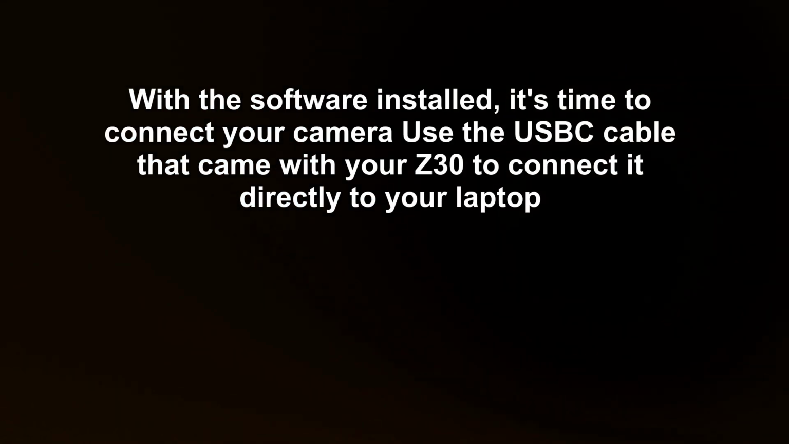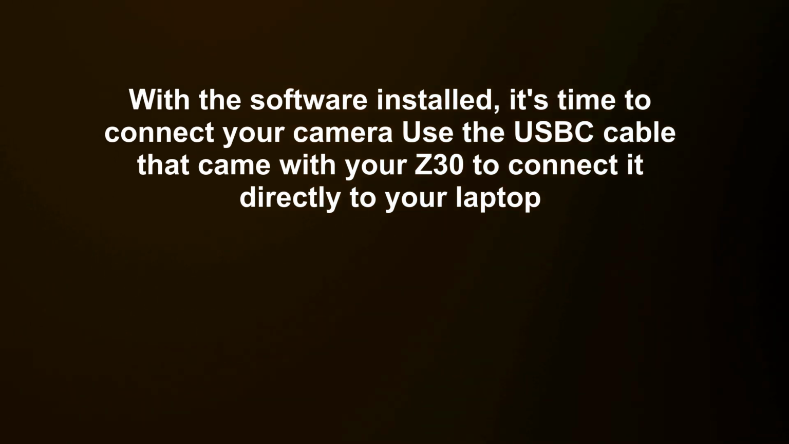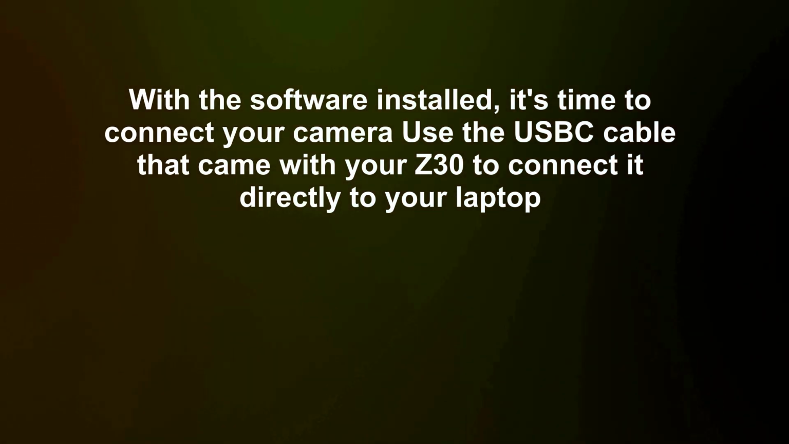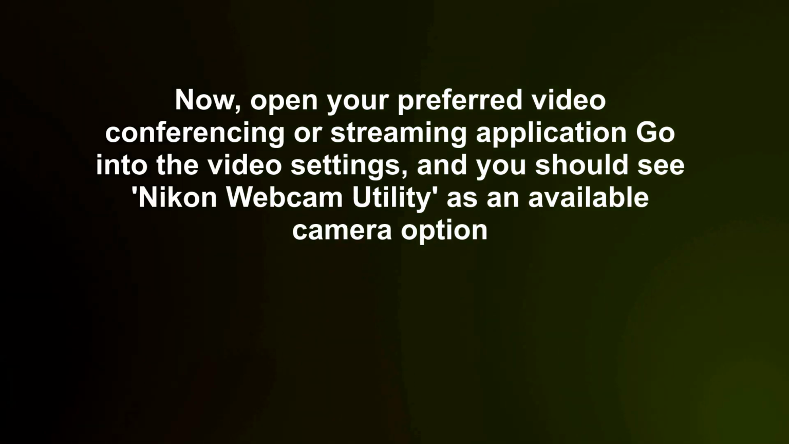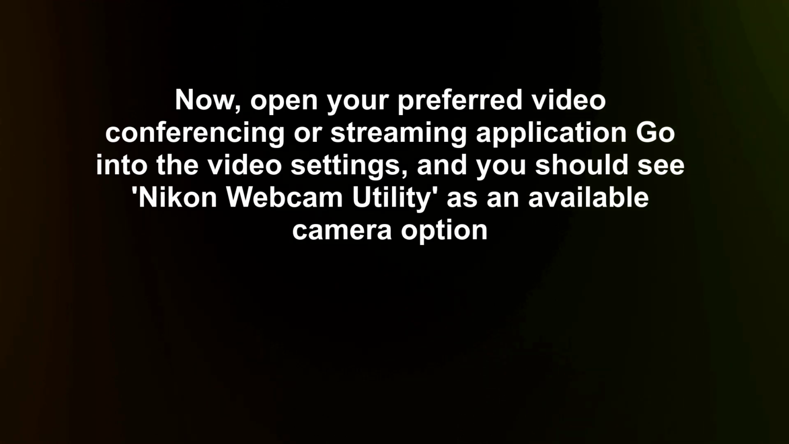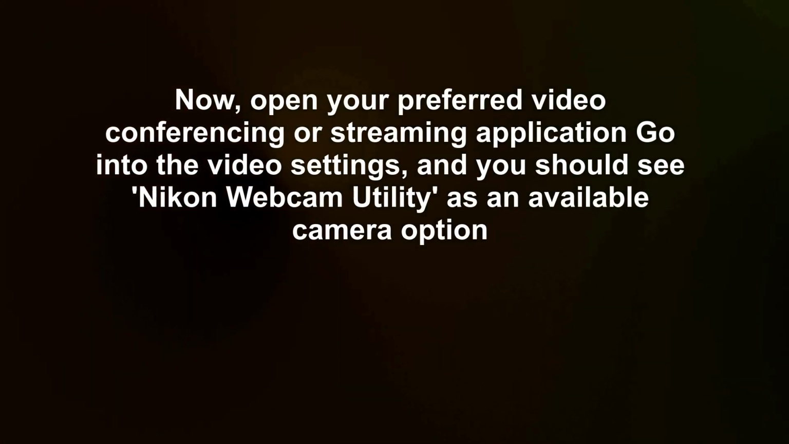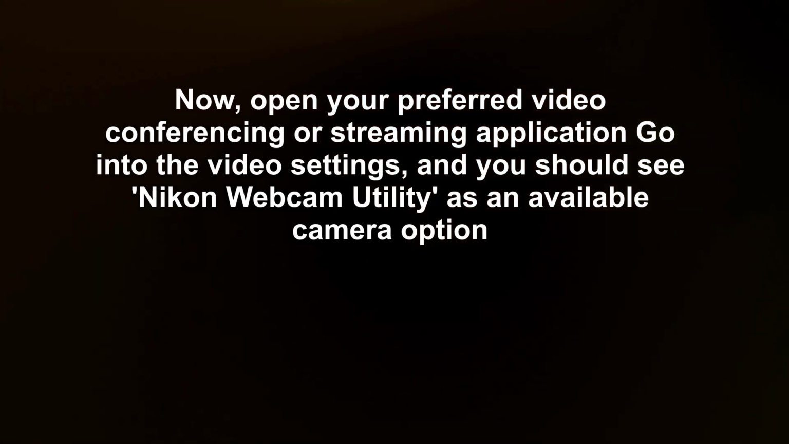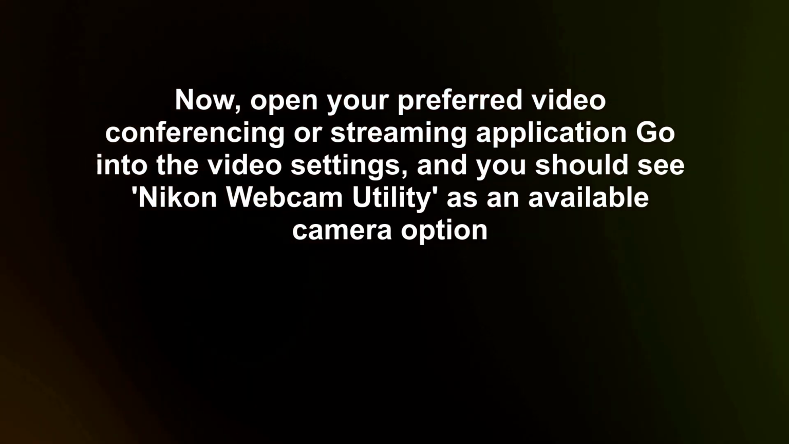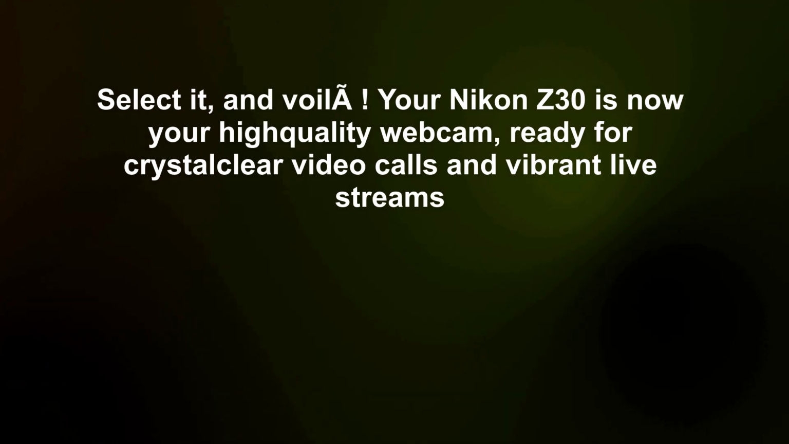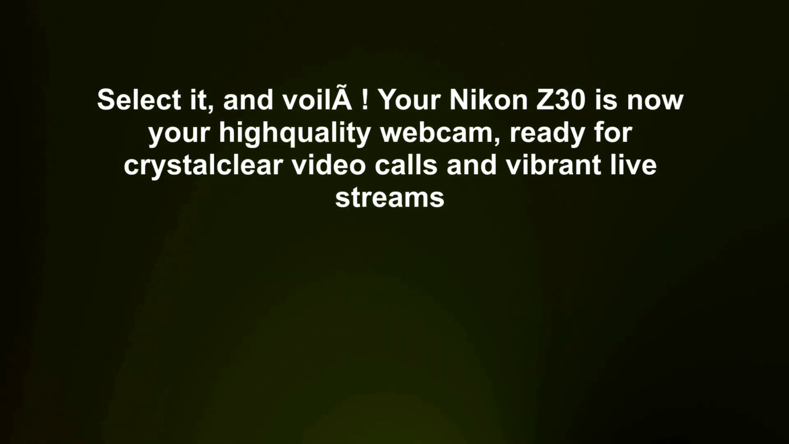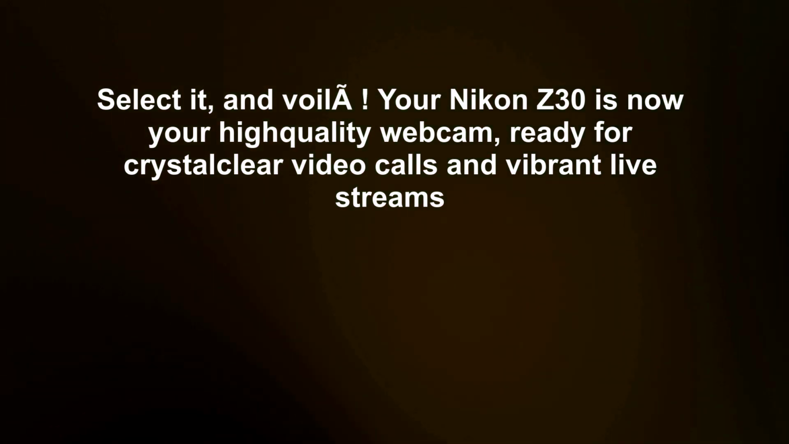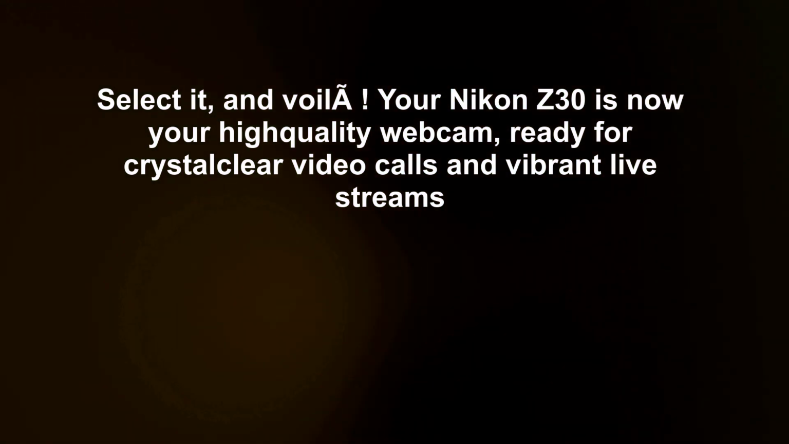With the software installed, it's time to connect your camera. Use the USB-C cable that came with your Z30 to connect it directly to your laptop. Now, open your preferred video conferencing or streaming application. Go into the video settings, and you should see Nikon Webcam Utility as an available camera option. Select it, and voila! Your Nikon Z30 is now your high-quality webcam, ready for crystal clear video calls and vibrant live streams. Enjoy your upgraded visual experience.